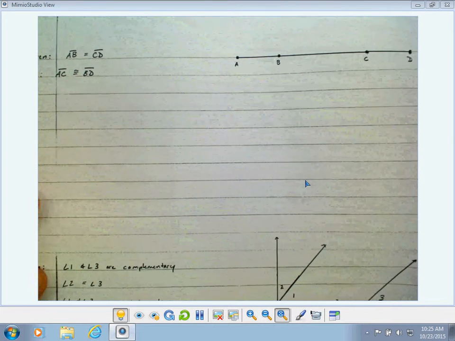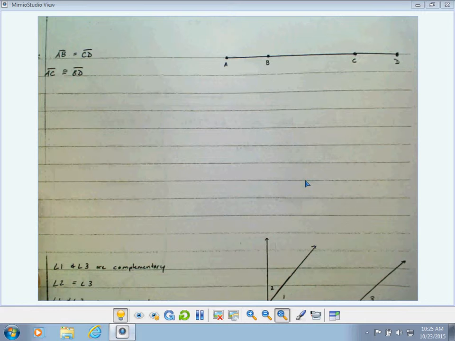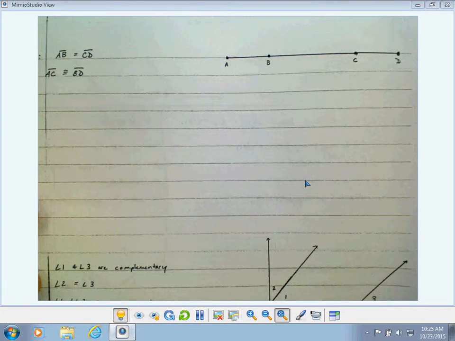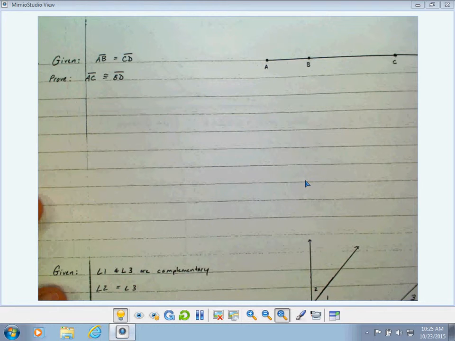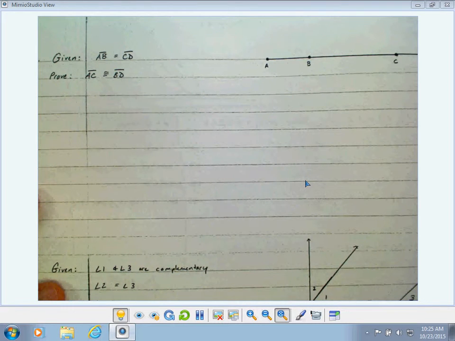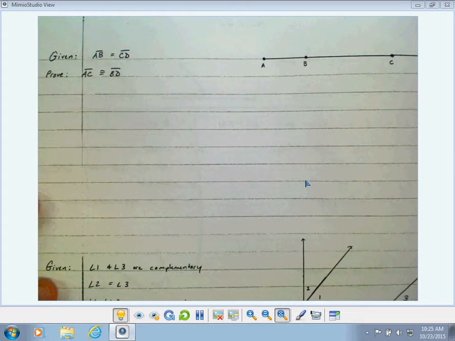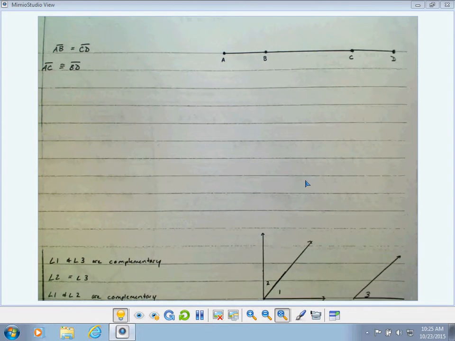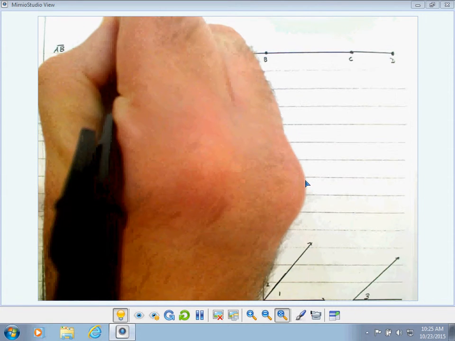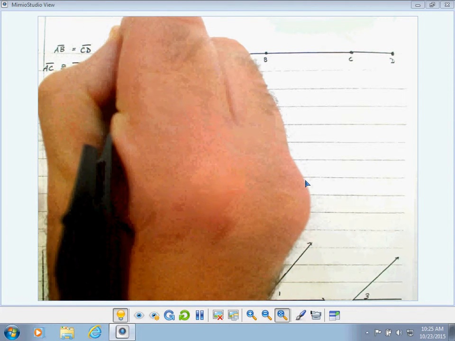Okay, so we have kind of a classic segment addition one. You saw something very similar to it on the other one. So our given, this isn't going to fit on this paper like this. The given is AB equals CD, and to prove AC is congruent to BD. This is the given line, this is the proved line.